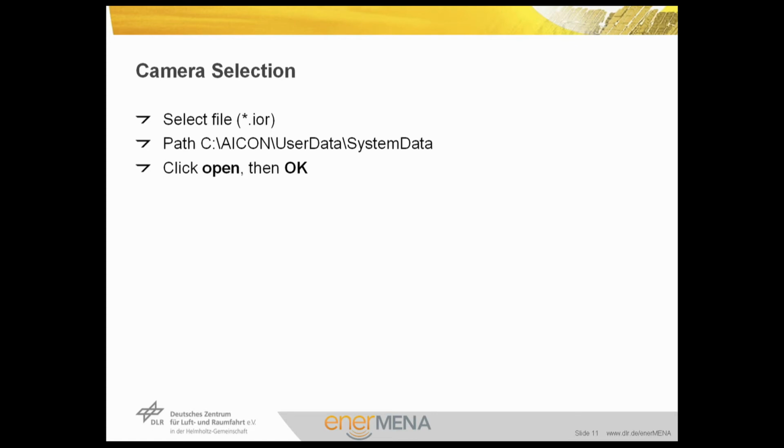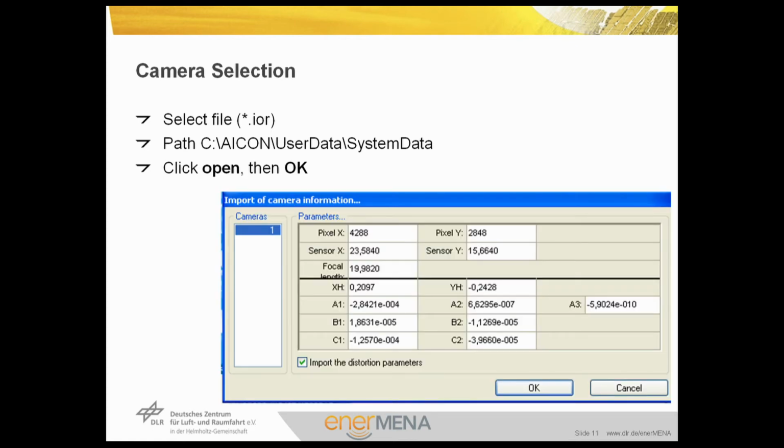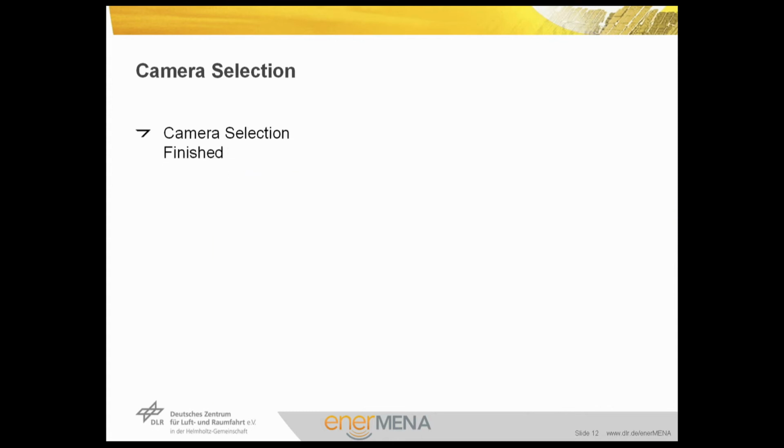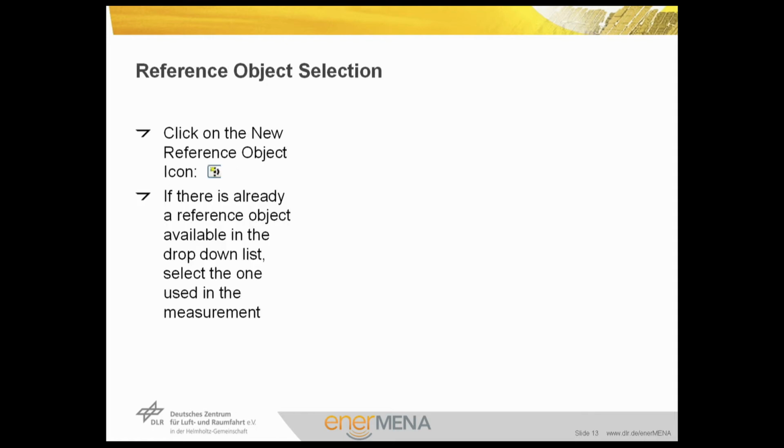You click Open and then OK, and then you will see a window which contains the main camera parameters, the pixel size, the size of the CCD in millimeters, the exact focal length, and these parameters describe the distortion of the lens. When you have finished the camera selection, you can click Next to enter the selection of the reference system. Click the New Reference Object icon to open a new reference object.